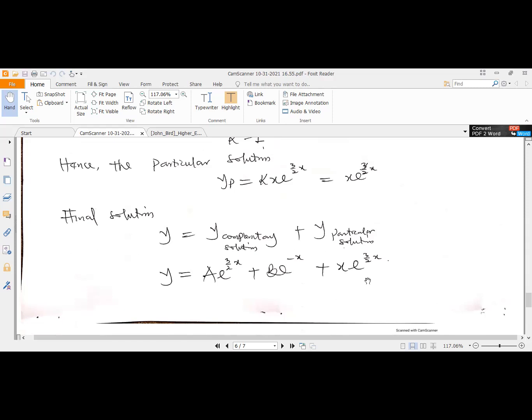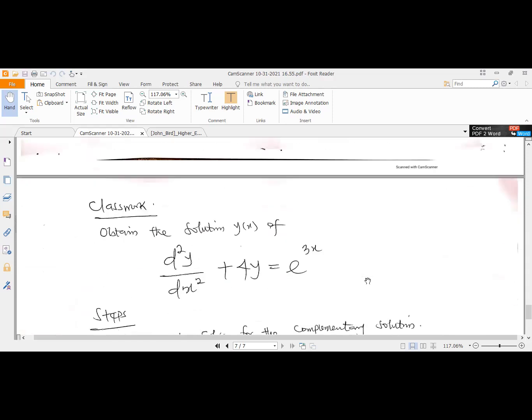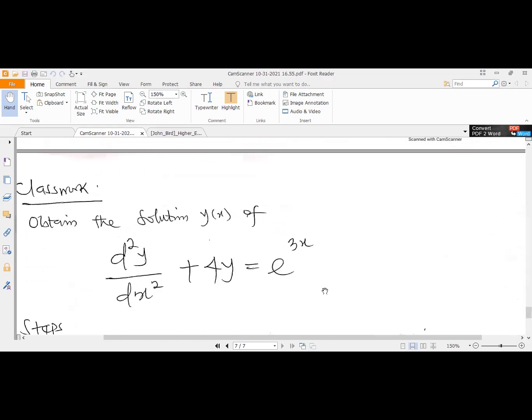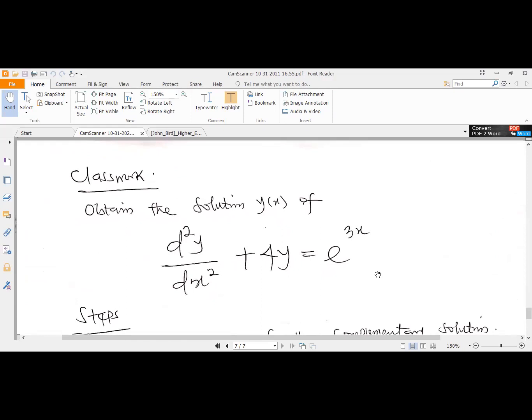So now let me show you this problem. Everybody look at this classwork, please write it down. Write this problem down. Okay. The classwork is that we have to obtain the solution y of x of this problem.